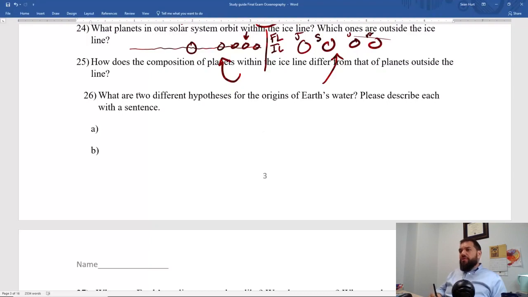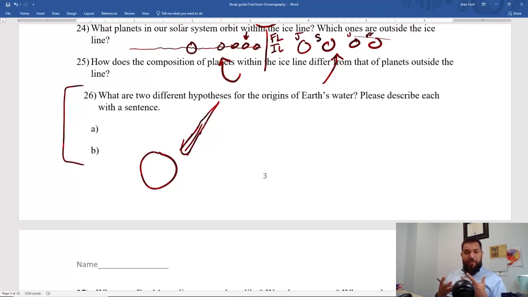Okay, what are two different hypotheses for the origins of Earth's water? There are two competing hypotheses, and maybe both are true. It could be a combination of the two. The first hypothesis is that Earth in its early history was struck by comets. Comets are basically dirty snowballs, you could think of them. They are composed of light elements, including water, and dust.